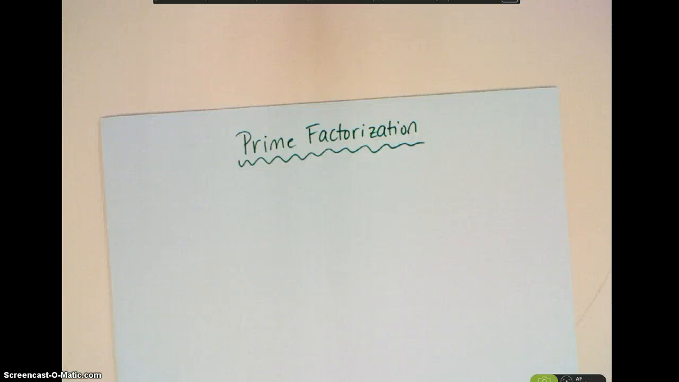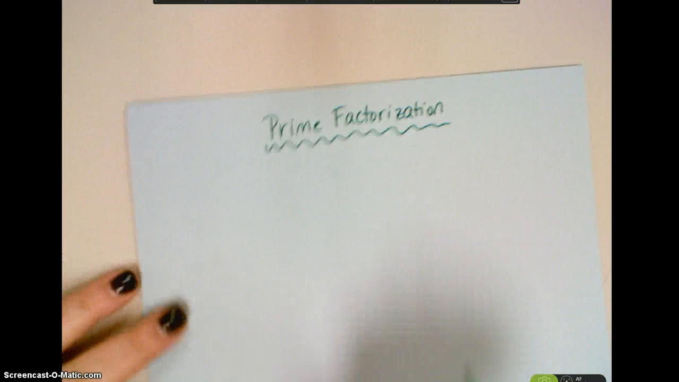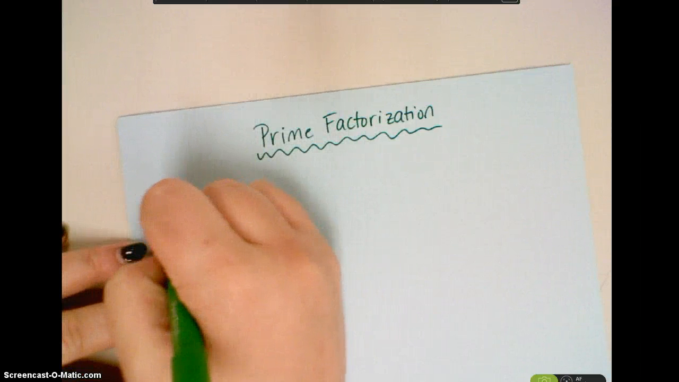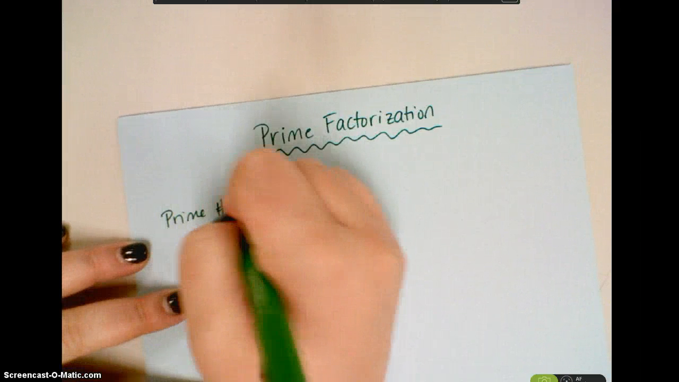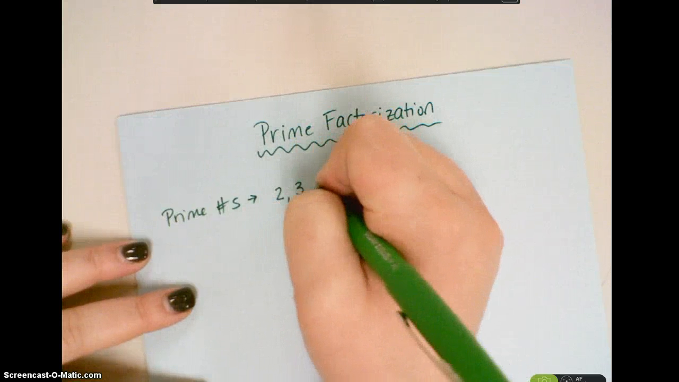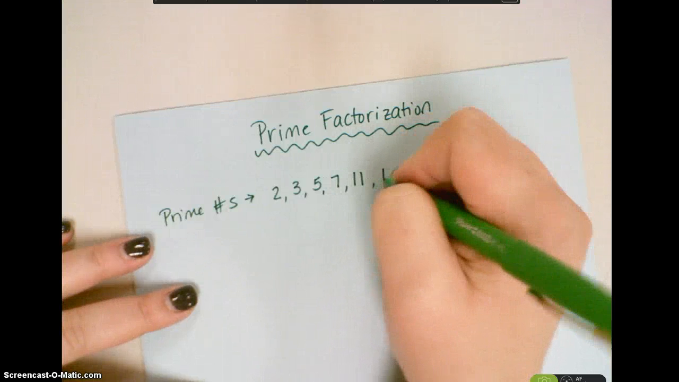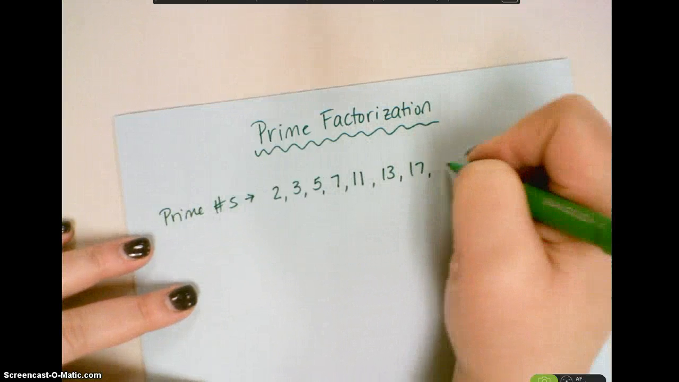To find the prime factorization of a number, we want to break that number down until it is only in its prime form, and then we'll put it in exponents. So we're going to start with an easy one, remembering that our prime numbers include 2, 3, 5, 7, 11, 13, 17, and so on.